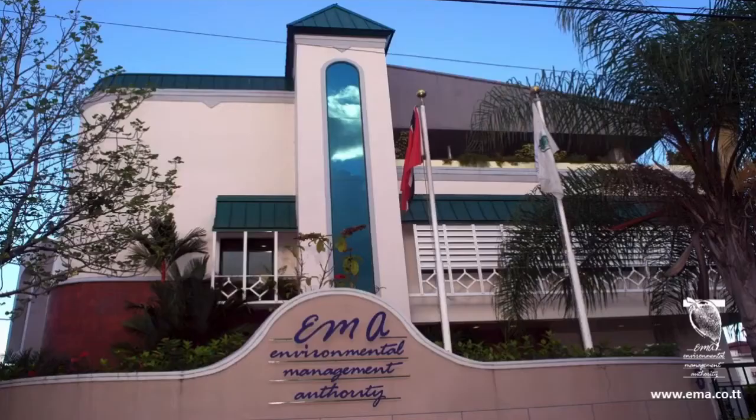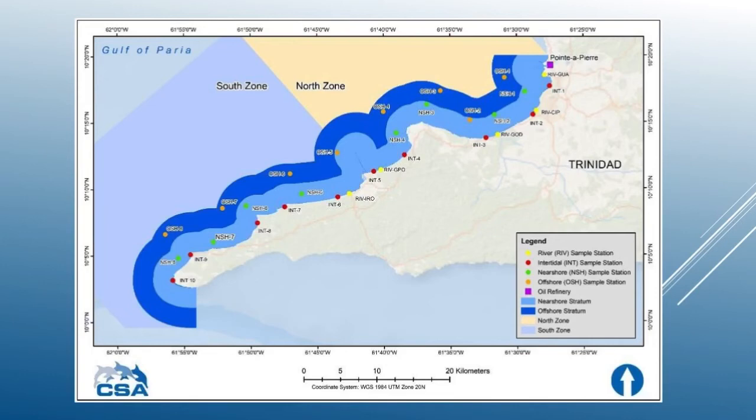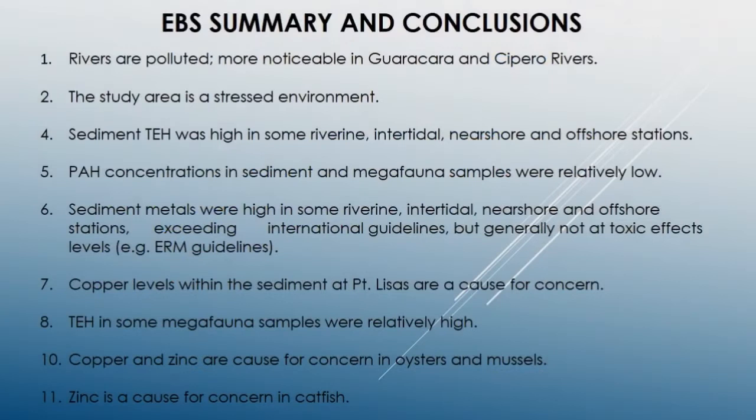In June 2020, CSA, HGA, and the EMA hosted a virtual presentation to brief stakeholders, including government and non-government agencies, on the findings of the baseline ERA study, which included the following conclusions and recommendations. The study area is a stressed environment with polluted rivers, especially the Guarocara River and the Sapero River, discharging into the Gulf of Paria. Data from the baseline seasonal surveys were generally comparable to previous studies.